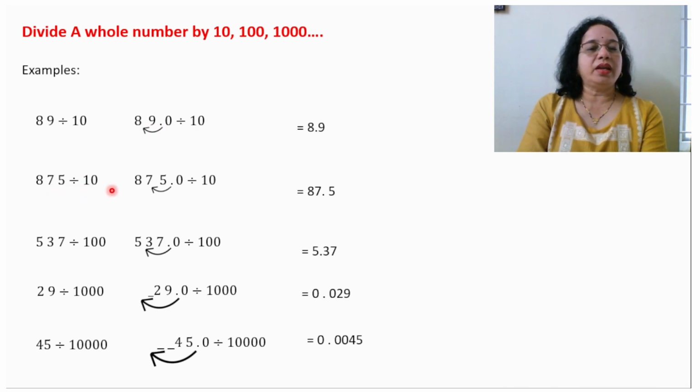870.75 divided by 10. So again 10 is there. So this decimal we will shift one place to the left hand side. So the answer will be 87.075.